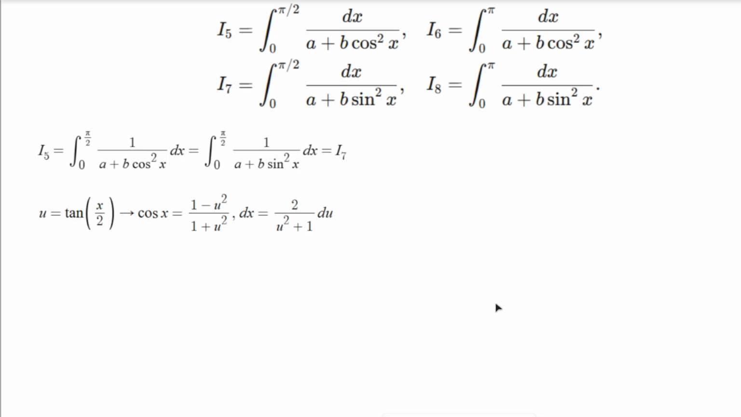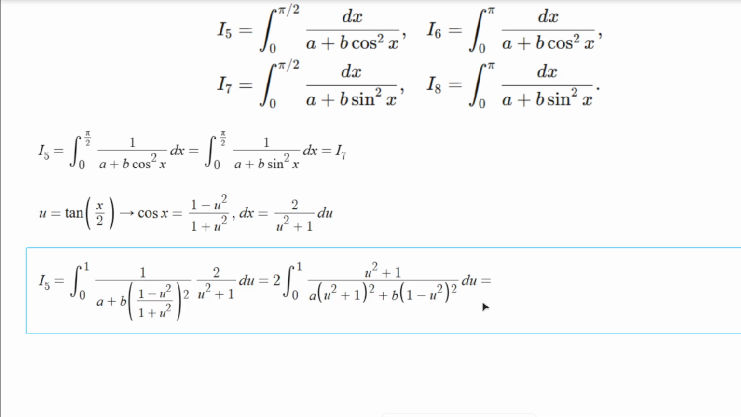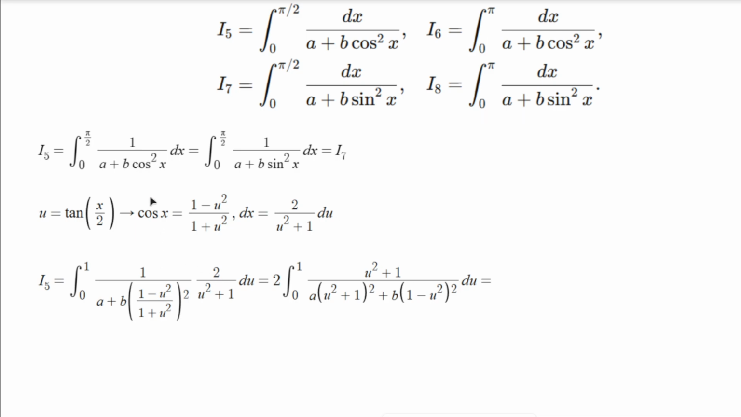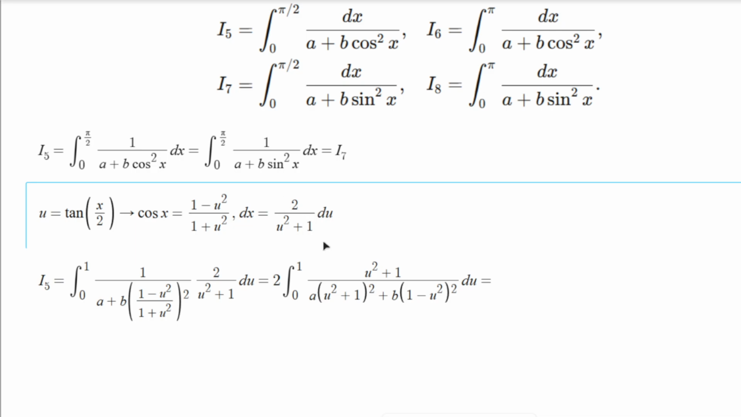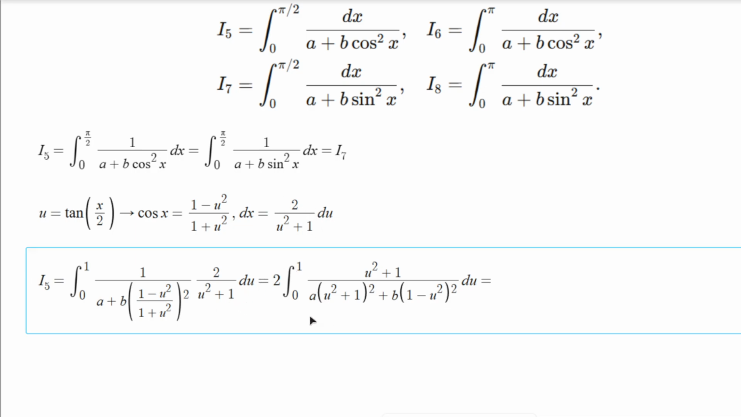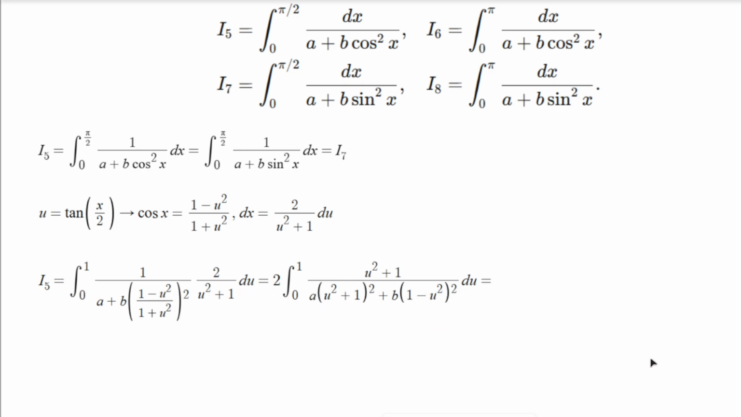Just let u equal tangent x over 2, and you will see you can get cosine x is equal to 1 minus u squared over 1 plus u squared, and that your dx would be 2 over u squared plus 1. All right, so we're going to plug that in to our I5. We just literally replaced cosine x with 1 minus u squared over 1 plus u squared, and we replaced our dx with 2 over u squared plus 1. And then we distribute the u squared plus 1 in the denominator there, and this is what we get.